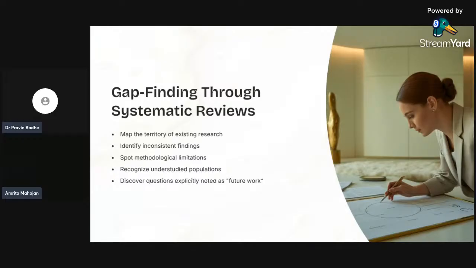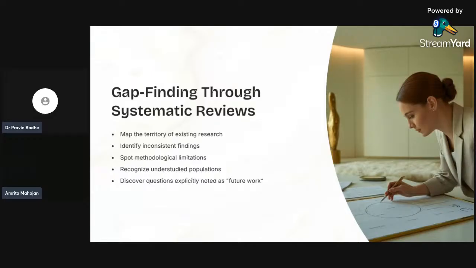Next comes recognizing understudied populations, which I have said earlier also. By reviewing a large body of work, you can easily see if certain groups or populations have been neglected in the research. So this might be your point to explore more into that particular population.